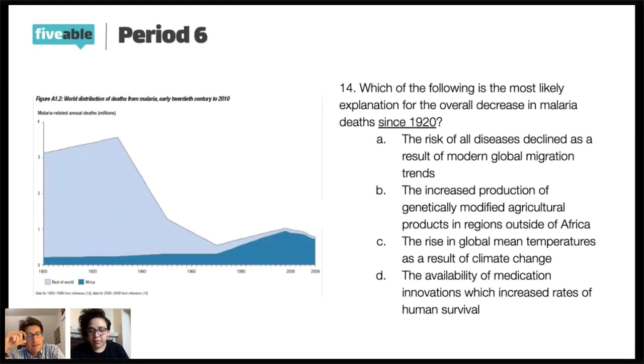Rise of global mean temperatures. Not really talking about disease. Availability of medication. That would prevent disease. Exactly. And that's a big point of the key concepts in Unit 6, that you could swap out anything here. It could be decline in smallpox, decline in polio, decline in measles, mumps, whatever it is. The answer is going to be the same every time, right? Yeah. And medicine helped increase human survival.